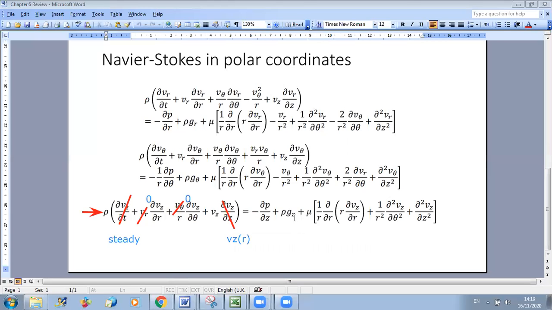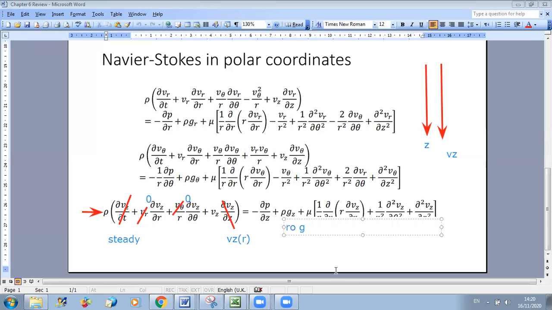Since your flow is already moving down, you can take your z-axis downward. If you take your z-axis downward, what will be Gz? It will be plus G, not minus. So Gz is equal to G, and this term can be replaced by rho G.